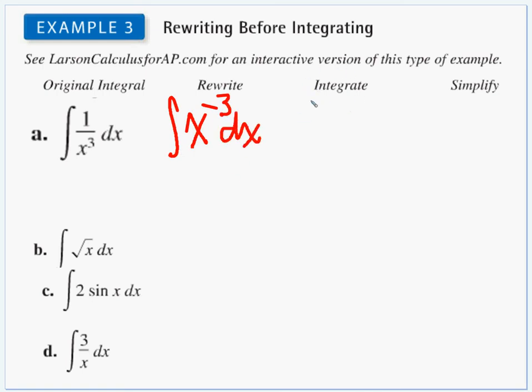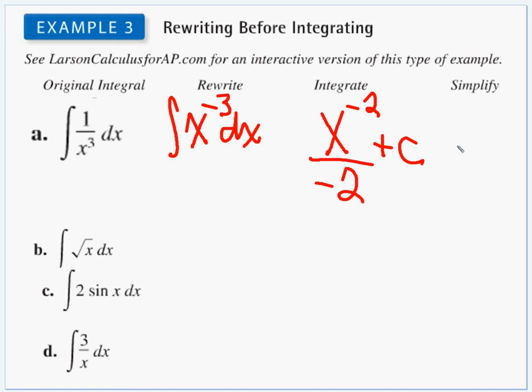And now we're ready to apply our new rule. We are going to raise the power by 1 up to the negative 2, and we will divide by that new exponent negative 2, and we're not going to forget to add our constant of integration. Now, don't leave your answer like this. Negative exponents are bad manners.